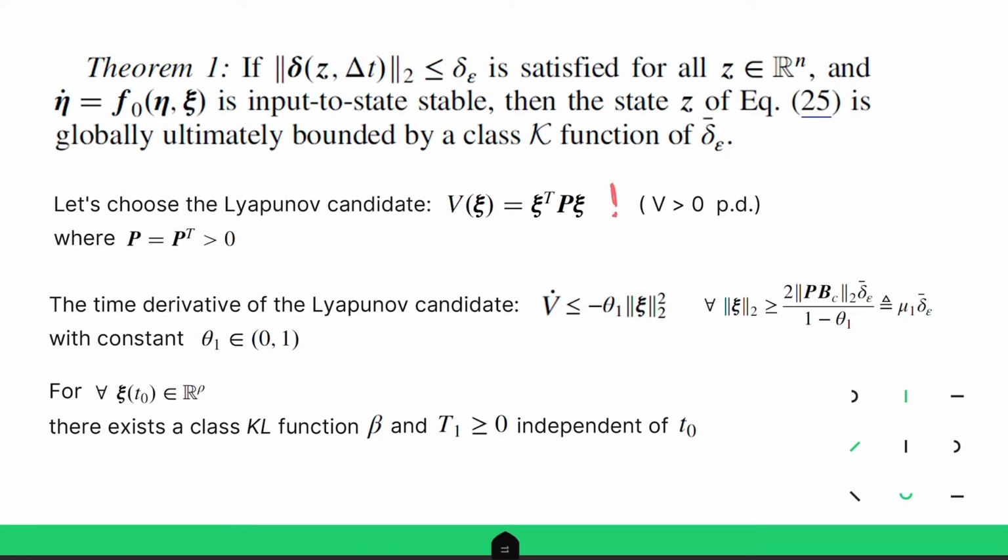V equals Xi transpose P Xi. In this case, we can clearly see that V is a positive definite function, and the time derivative of the Lyapunov candidate was also a negative semi-definite function. Here we can see.